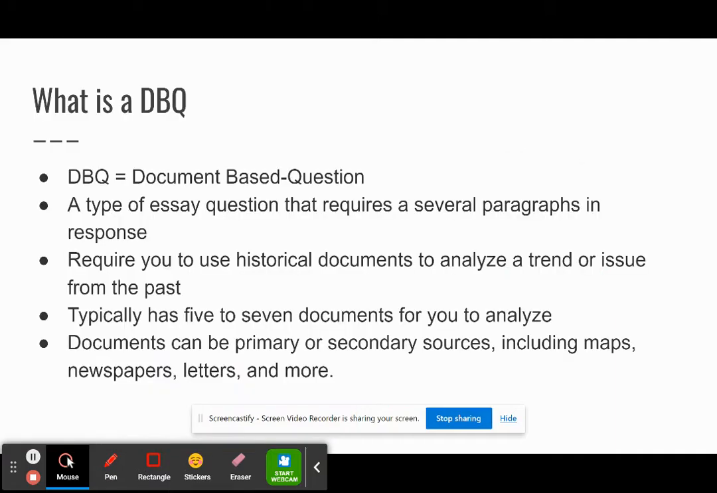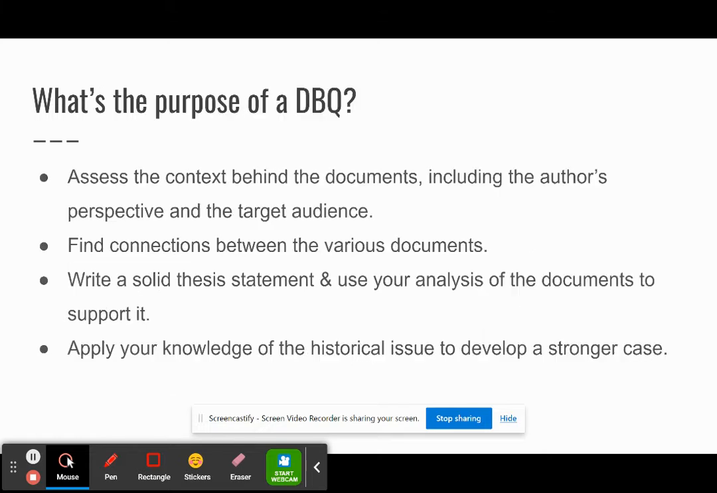So, what is a DBQ? DBQ stands for document based question. It's a type of essay question that requires several paragraphs in response. It requires you to use historical documents to analyze a trend or an issue from the past. Typically, it has 5 to 7 documents for you to analyze, and documents can be primary or secondary sources. These can include maps, newspapers, letters, other charts of data.